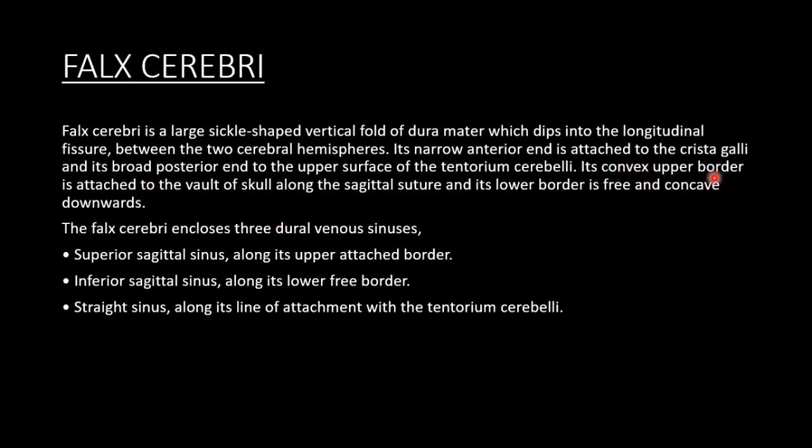The convex upper border is attached to the vault of the skull along the sagittal suture, and the lower border... it has an upper attached border and a lower free border, which is concave. Okay. Then the falx cerebri encloses three dural venous sinuses: the superior sagittal along its upper attached border, the inferior sagittal along its lower free border, and the straight sinus along the line of attachment to the tentorium cerebelli.